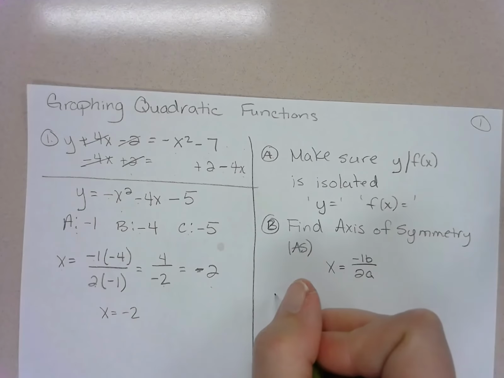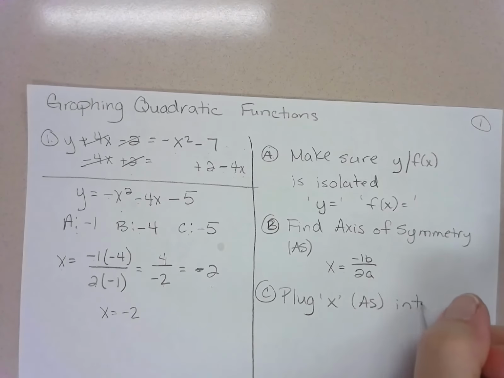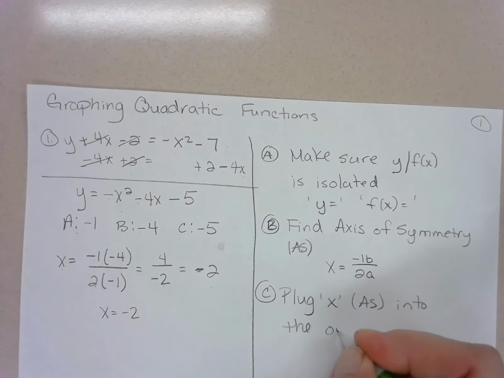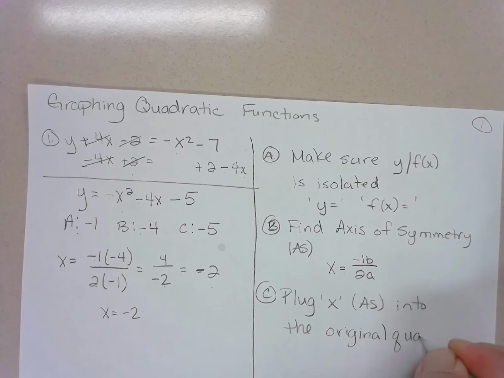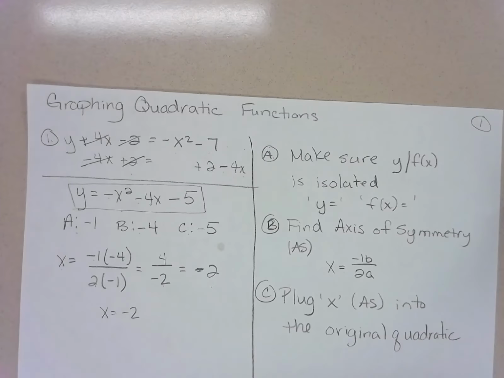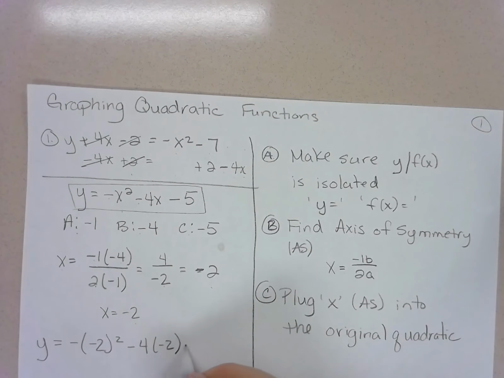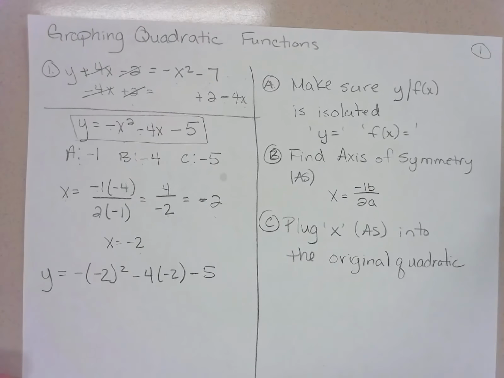The next thing I need to do is plug x in, which is my axis of symmetry, into the original quadratic. I'm going to take this as my original quadratic because it's in the right format, and I'm going to plug this -2 in everywhere I see an x. So y equals negative, parentheses, -2 squared. Anytime you plug into an already existing function, you need to put parentheses around whatever you're plugging in, whether it's a positive number or a negative number. Then you don't have to worry about it giving you weird numbers, because sometimes the positive squaring and negative squaring will do that.